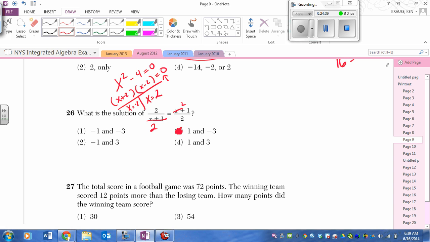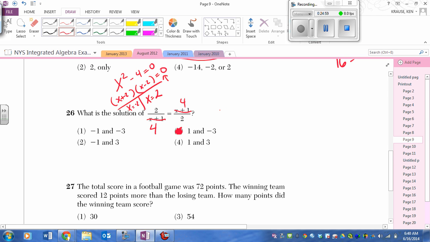Now, the next one I think that I would try would probably be 3, because it's positive and it's easier now that I know 1 works. So I would put a 3 in here, I get 4. Put 3 in here, I get 4. Well, this is 2 over 4, that's a half. This is 4 over 2, that's a problem.